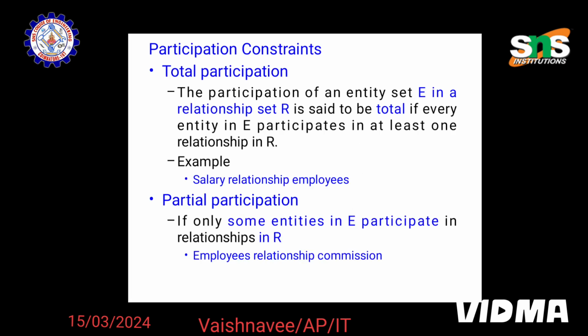Now let us see about the participation constraints. Total participation: the participation of an entity set E in a relationship set R is said to be total if every entity in E participates in at least one relationship in R. For example, salary relationship employee. Every employee gets a salary. Partial participation: only some entities in E participate in a relationship in R. For example, employee relationship commission. Not every employee will get commission, only a few employees will. So it is partial participation.